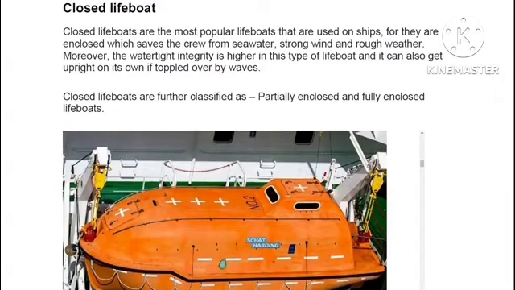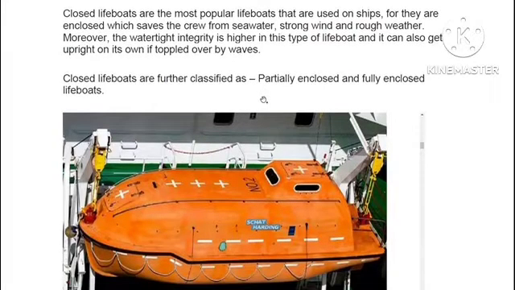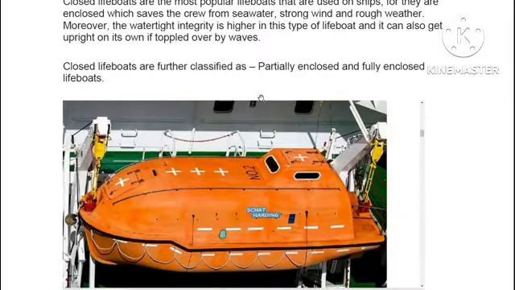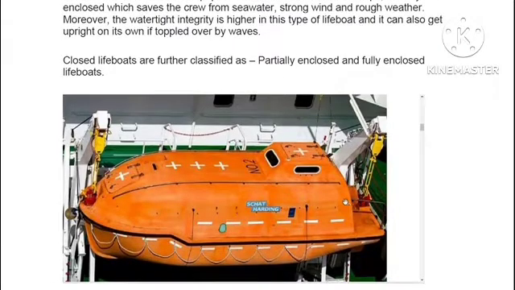Now the next one is the closed lifeboat. As the name suggests, these are popular lifeboats used on ships, for they are enclosed, which saves the crew from seawater, strong winds and rough weather, and that is very important. Because with an open one, there are chances that the body gets exposed to the atmosphere, the rough weather and the wind, as well as the rough sea, so there are chances of ingress of water. Moreover, the watertight integrity is higher in this type of lifeboat, and it can also become upright on its own if toppled. It is so designed that if it is toppled, it will become upright by itself.